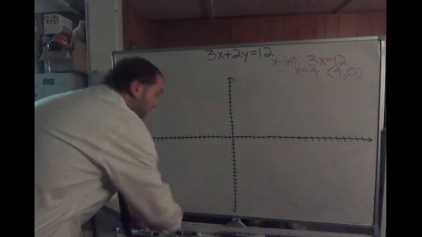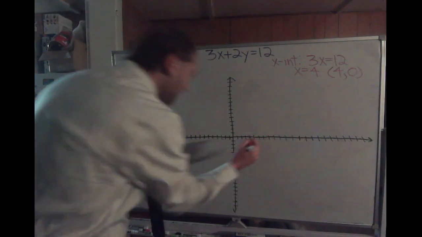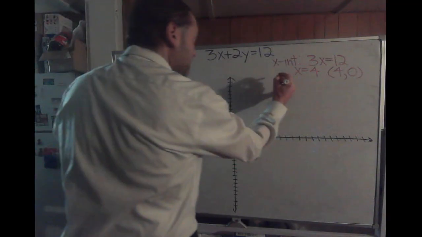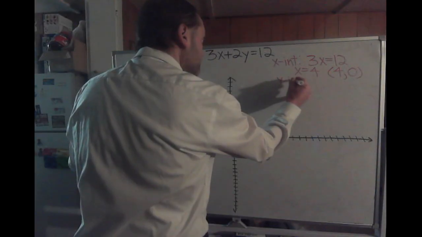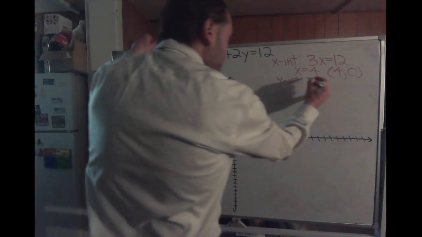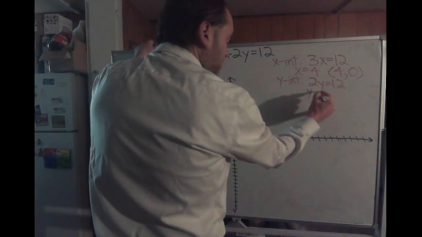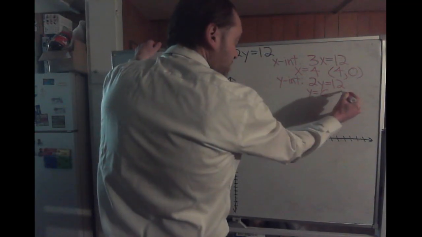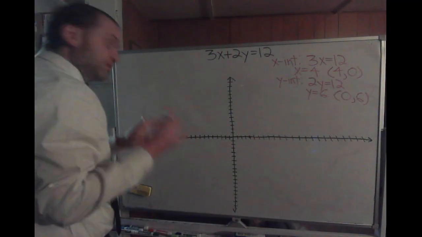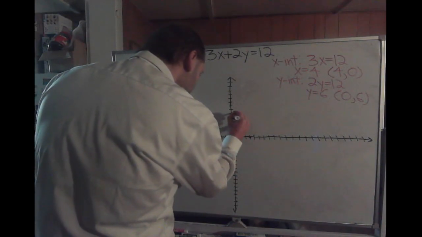So let's go ahead and plot the point 4, 0. That's going to be found right here. Now we found our x-intercept. Let's find our y-intercept. To find the y-intercept, again, you're going to set the x in the equation equal to 0, which would just give you 2y equals 12. Solving for 2y equals 12, that would give you y equals 6, so you would get a y-intercept of 0, 6. So let's plot the point 0, 6, which would be right there.